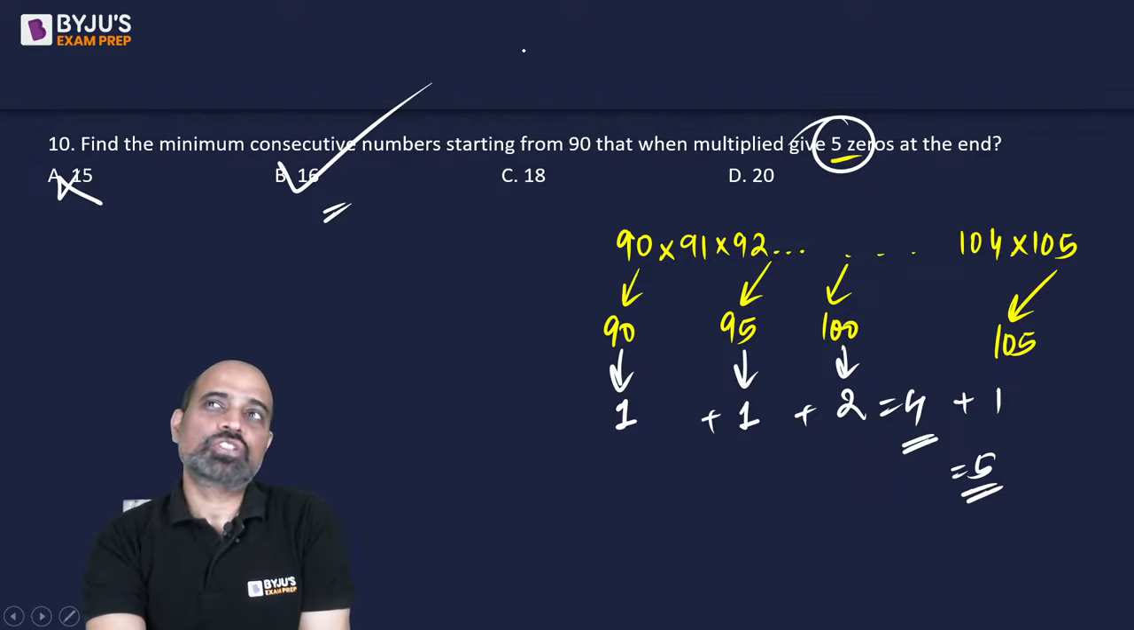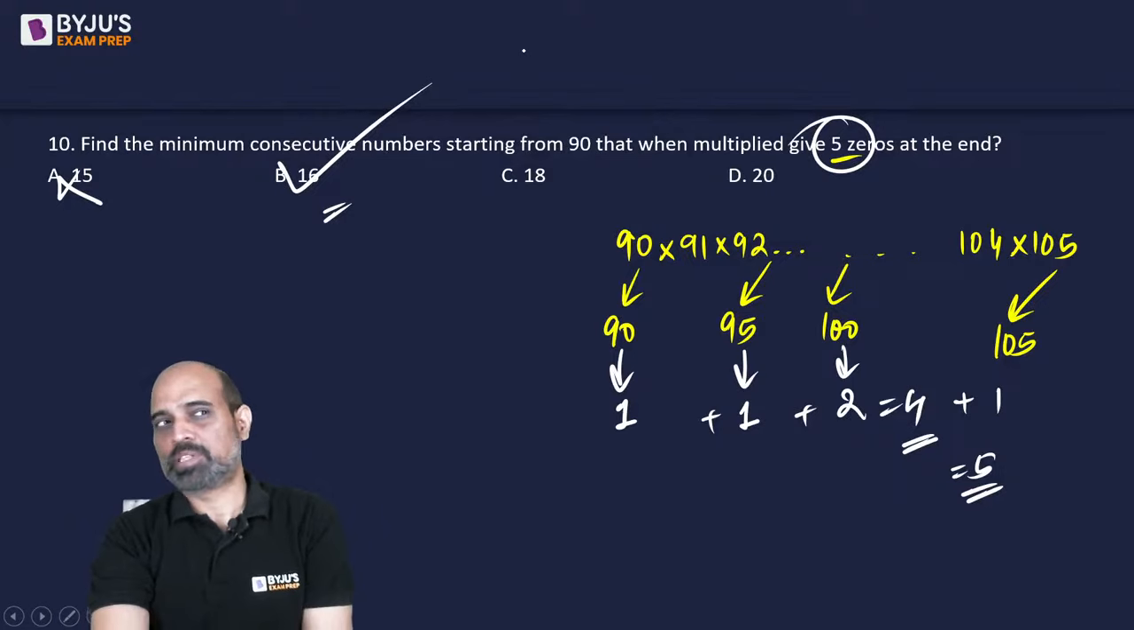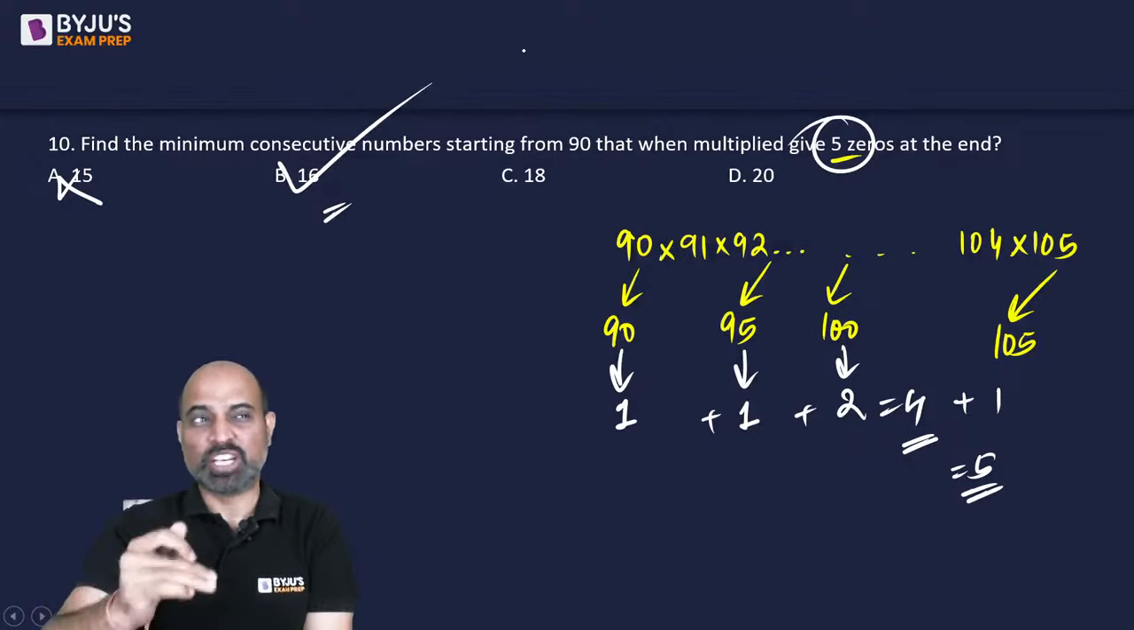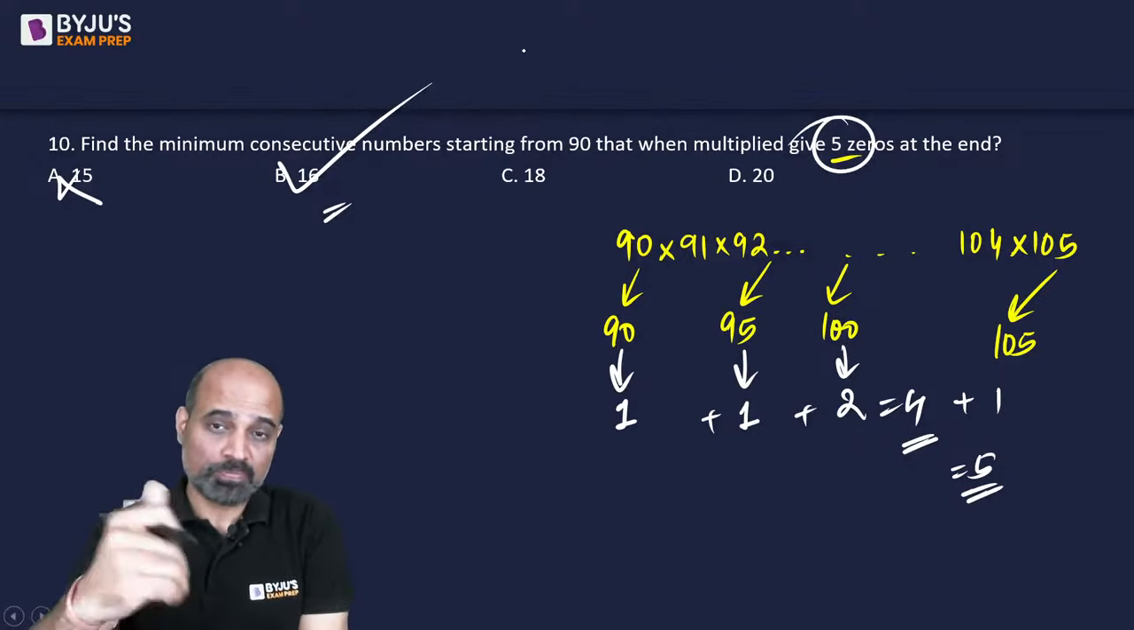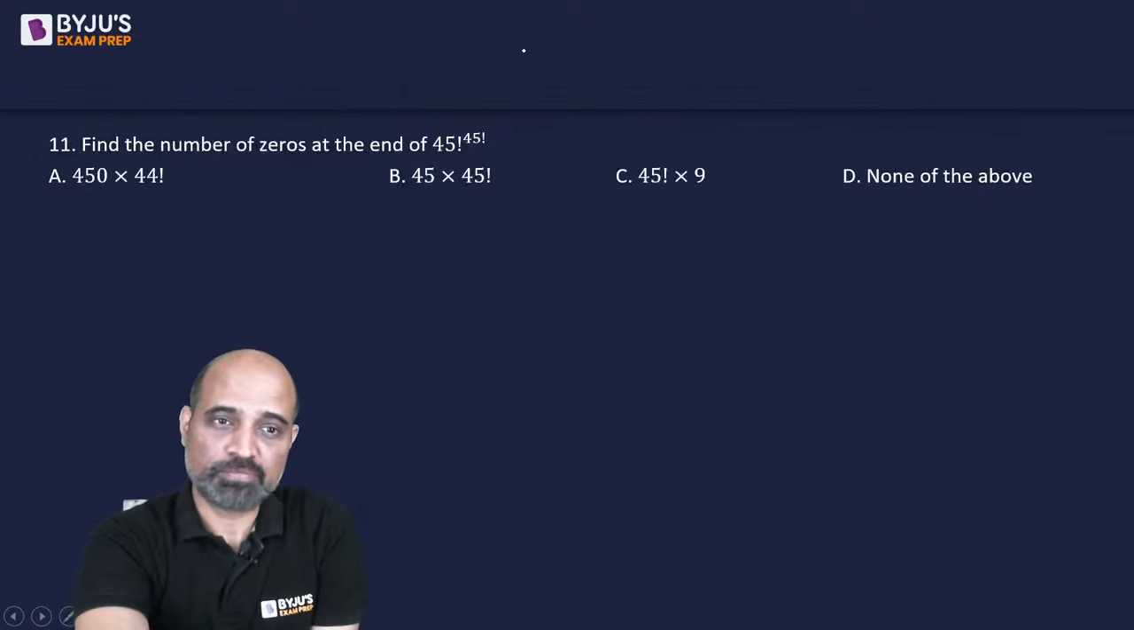Because changing the question language did not bring us to any value from the options. That doesn't make sense, because if you need 25 trailing zeros, you need more than 25. So there was a mismatch in the 25 and 5 part.